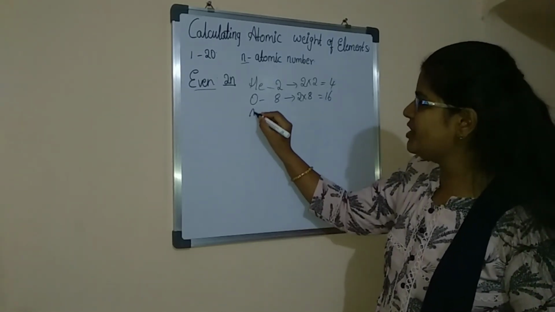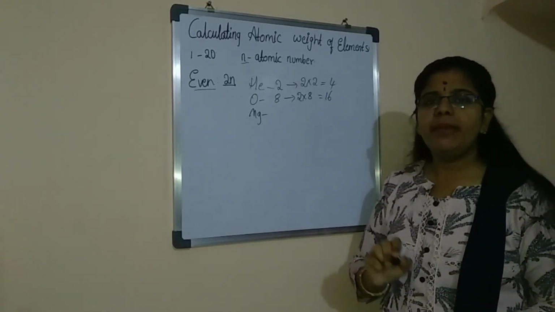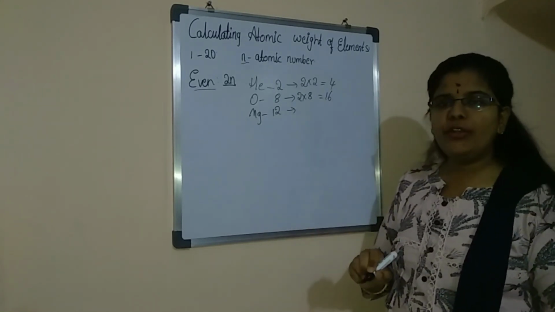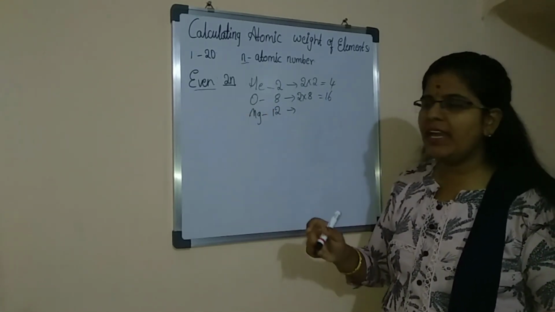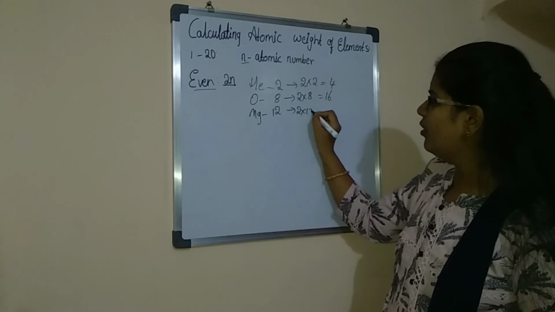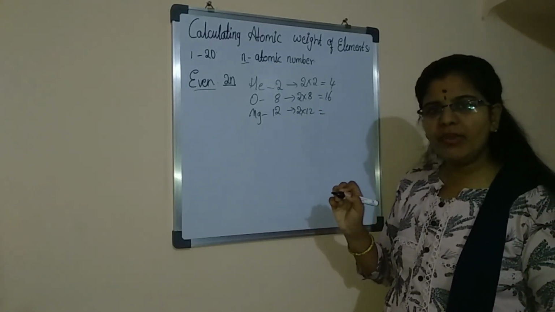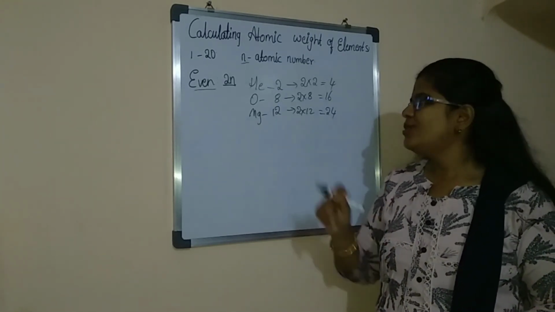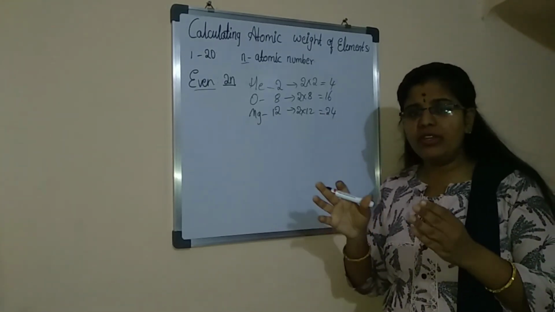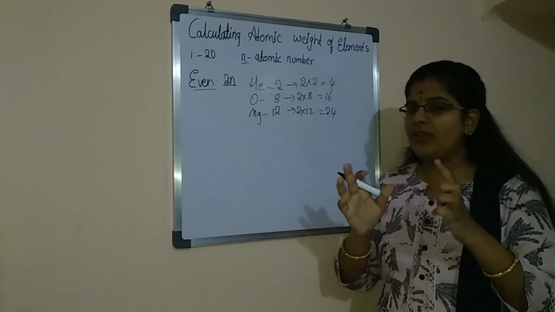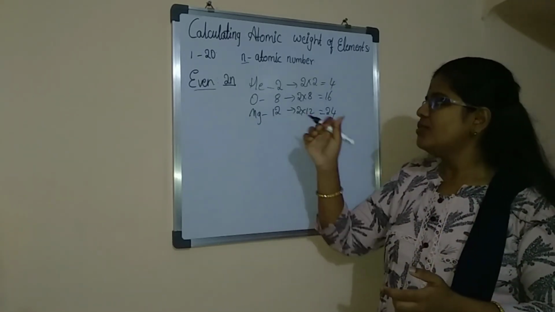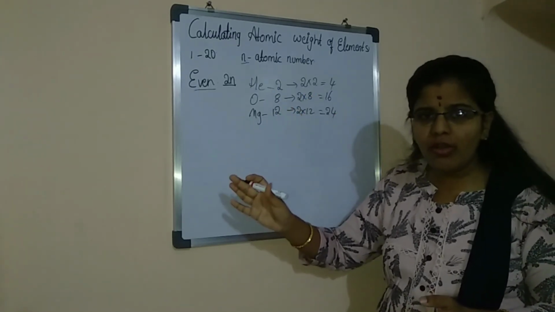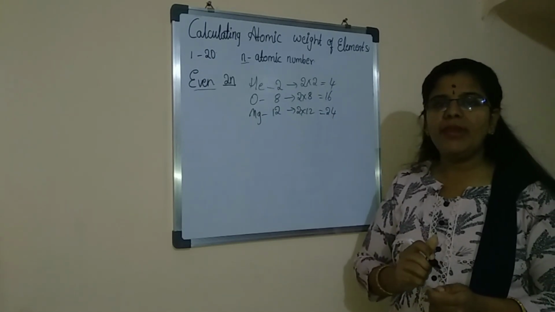And if we take magnesium, its atomic number is 12. Using the same formula, 2 into 12, the atomic weight is 24. Very simple, no? Remember, this is restricted to elements 1 to 20 only. For all the even numbers, you just multiply by 2 and you will get the atomic weight.